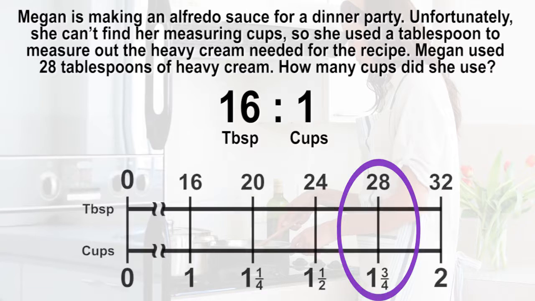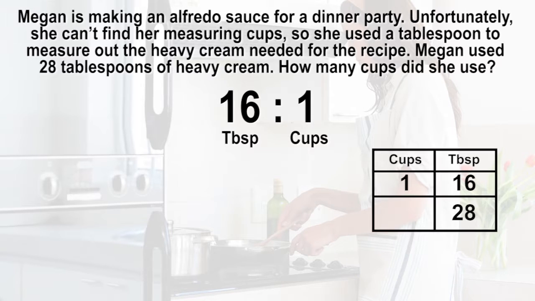This solution can also be found using a ratio table. For every 16 tablespoons, she used 1 cup. This relationship was found by dividing 16 by 16 to get 1 cup. An equivalent relationship would be found by dividing 28 by 16 to get 1 and 3/4 cups.